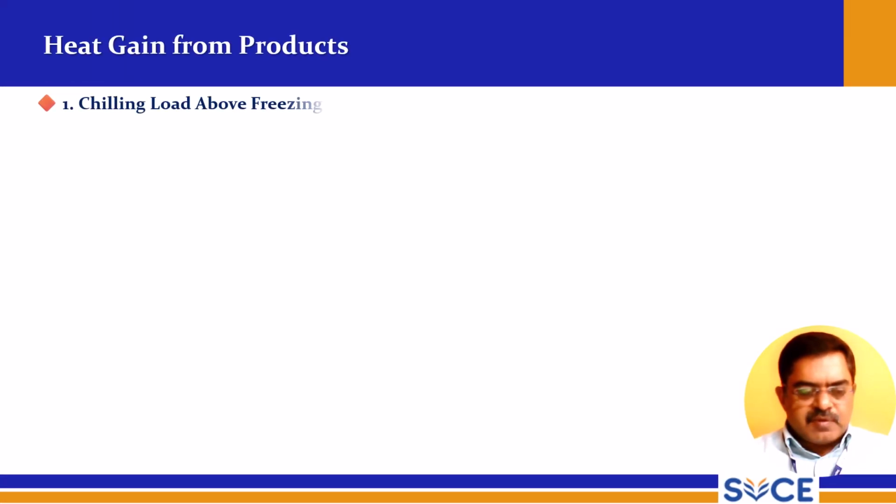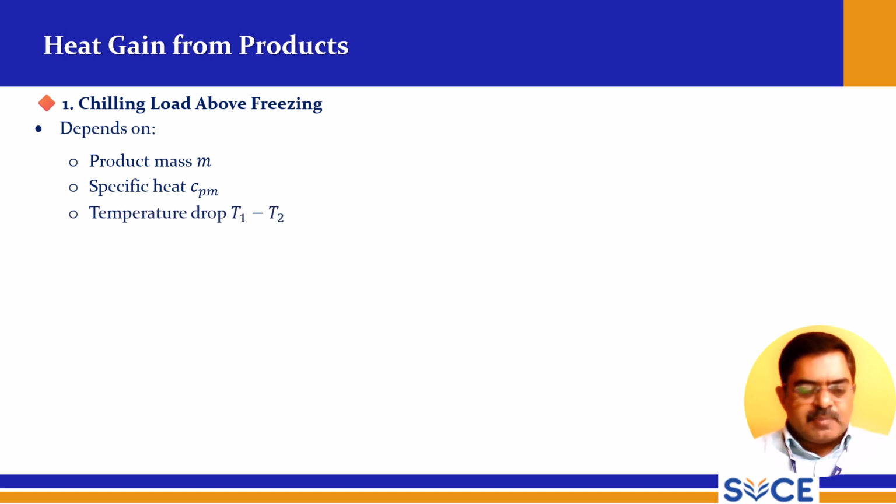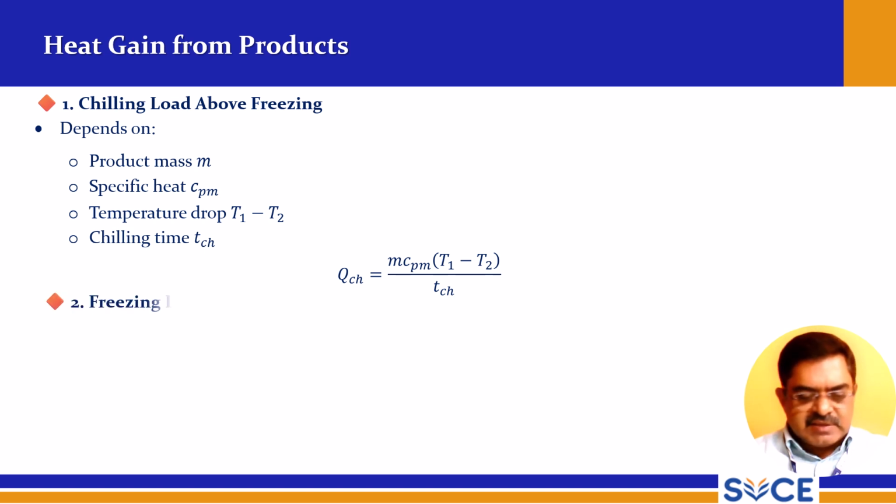So heat gain from products, chilling load above freezing. It depends on the product's mass and specific heat CPM, temperature drop T1 minus T2, and chilling time TCH. QCH is equal to M CPM into T1 minus T2 divided by TCH.